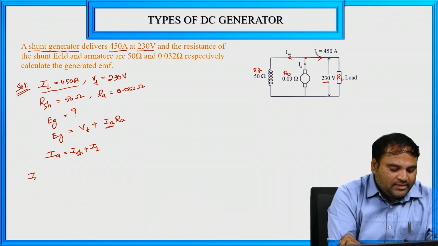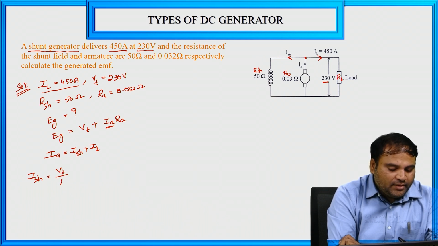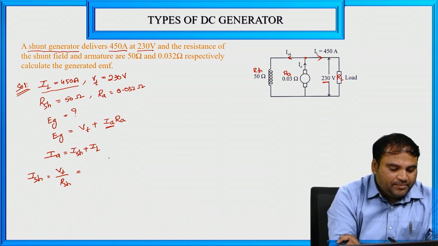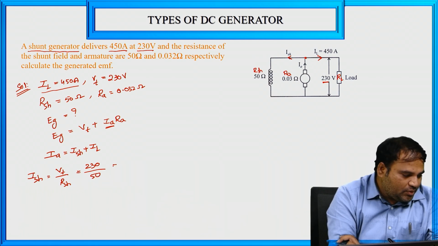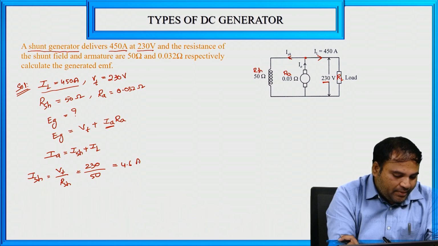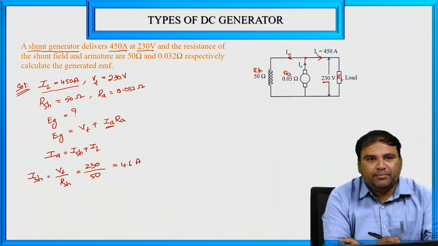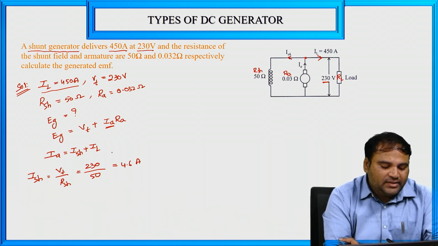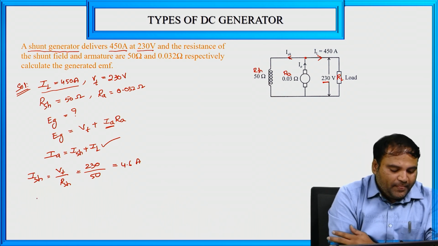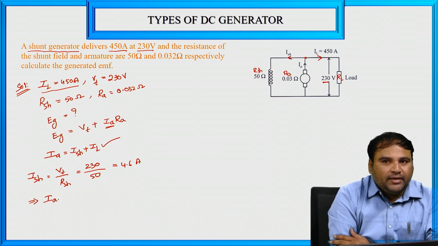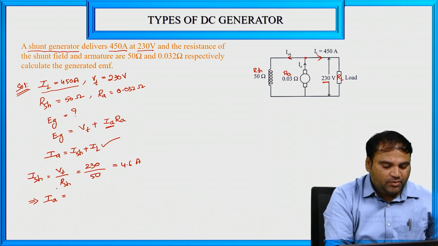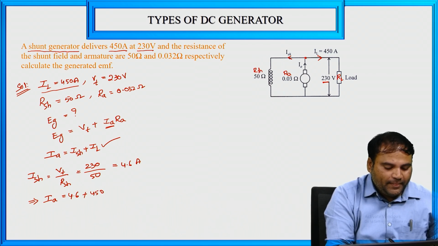So here ISH equal to Vt divided by RSH. Vt is 230 divided by RSH 50, that is equal to 4.6 amperes. ISH is equal to 4.6 amperes, right? Now substitute IL value and ISH value in this equation, we'll get the armature current. Therefore Ia equal to ISH 4.6 plus IL 450. So we'll get 454.6 amperes is the armature current, right?